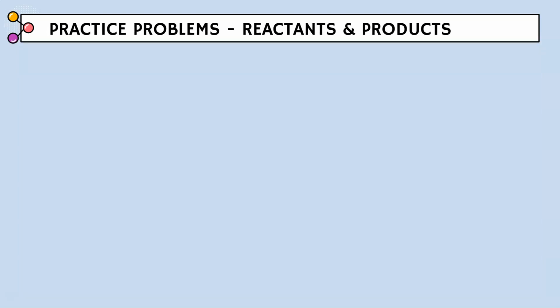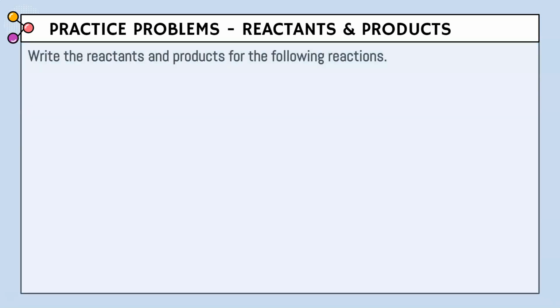With that idea, let's go ahead and do some practice problems, and we're going to write the reactants and products for the following reaction. Problem number 1, we have Mg plus 2O2 yields 2MgO. Go ahead and take a minute to figure out what the reactants are and what the products are. You can go ahead and pause the video, and then when you have it, you can press play.